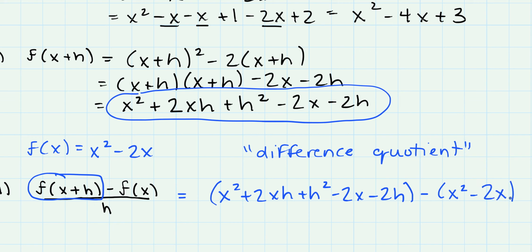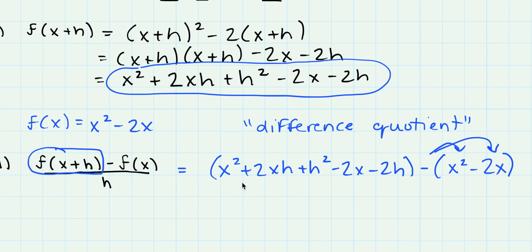Be very careful here. You're subtracting the whole thing. I see a lot of students will just do this. They won't put parentheses around this. And what happens is this negative is only subtracting the x squared. You're not subtracting the 2x. Make sure you put parentheses around the whole thing because you need to distribute this negative to everything on the inside here. Then we take this and we divide by h.